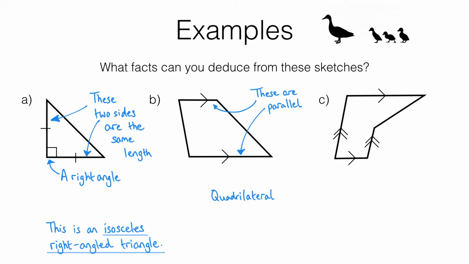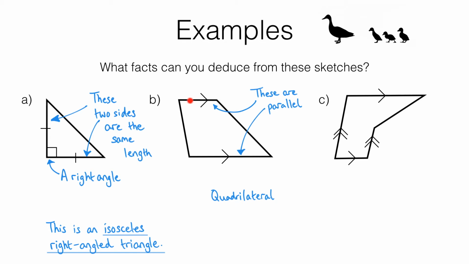It's just worth noting that two parallel sides don't have to be the same length. So in this case, all these arrows are telling us is that these two are parallel. It's not telling us that they are the same length. So just bear that in mind. Don't get mixed up between these arrows and these hatch marks.